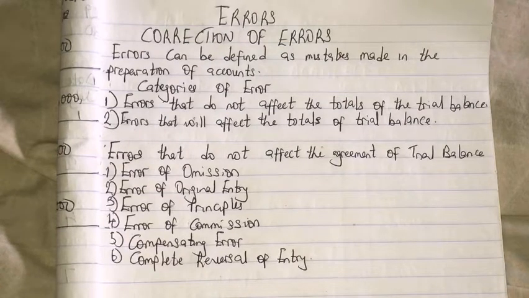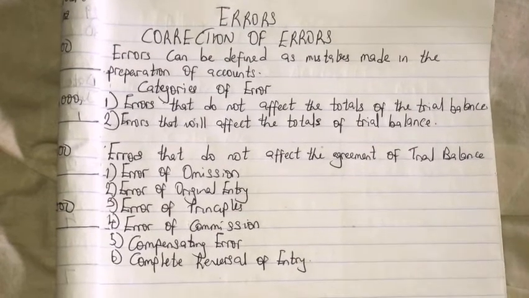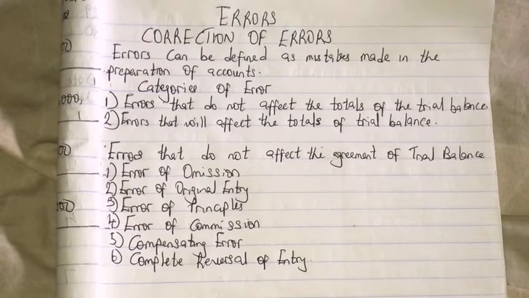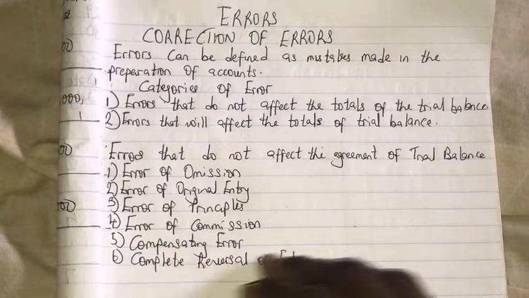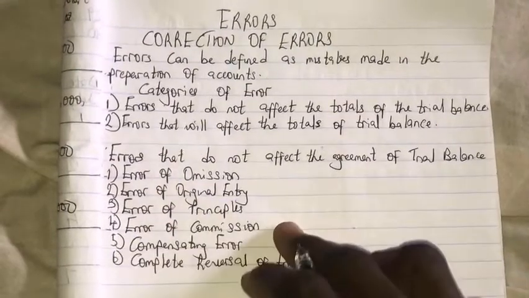Then for error of commission, it's a situation whereby an item of the transaction is recorded in the wrong person's account. Instead of recording in Ayo Daily, you now recorded it in Ayo, maybe because the names look similar. So whenever I see an error relating to that, it's an error of commission.